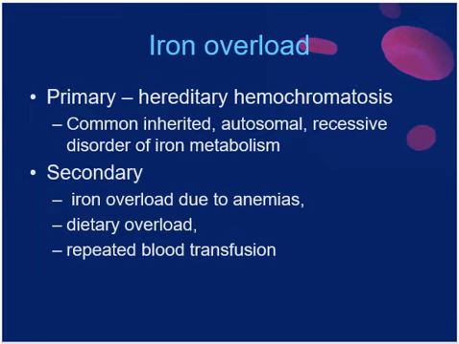In iron overload, there are two types, primary and secondary. Primary is referred to as the hemochromatosis, which is a common inherited autosomal recessive disorder of iron metabolism. Secondary iron overload is caused by iron overload due to anemias, dietary overload, or repeated blood transfusions. Iron overload related to blood transfusions may require a chelation treatment that will pull the excess iron out of the body, and an example of that is a medication called deferoxamine.